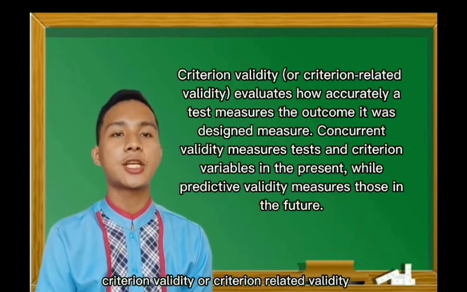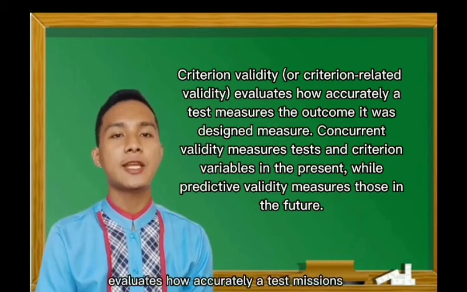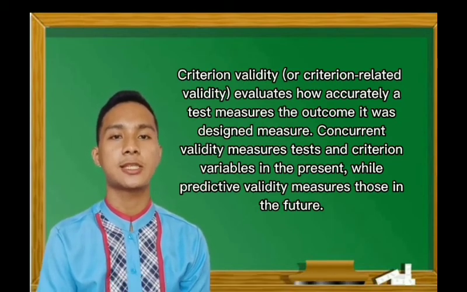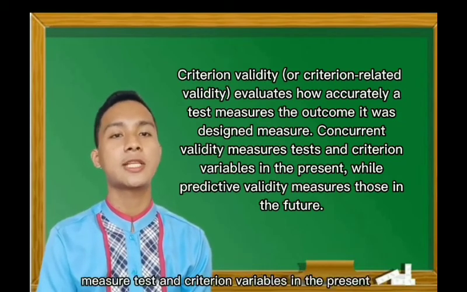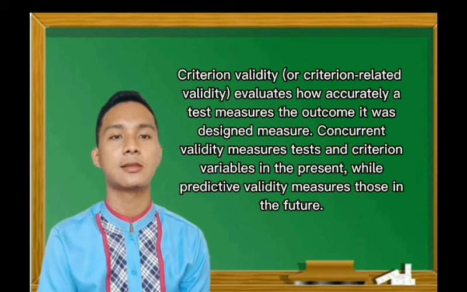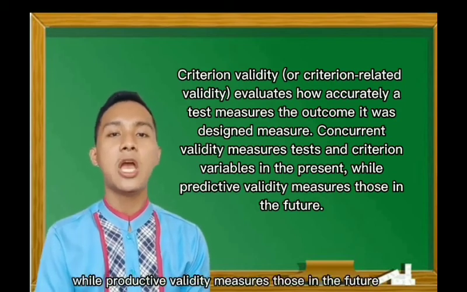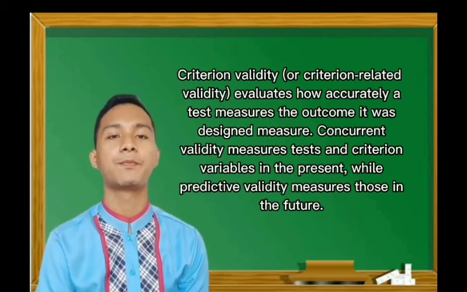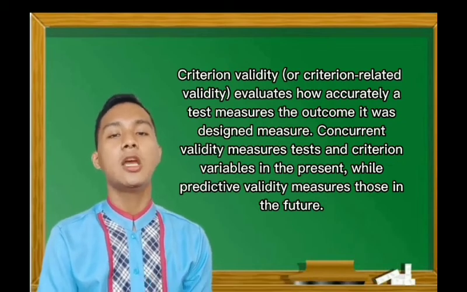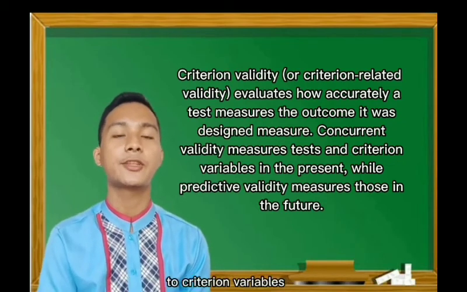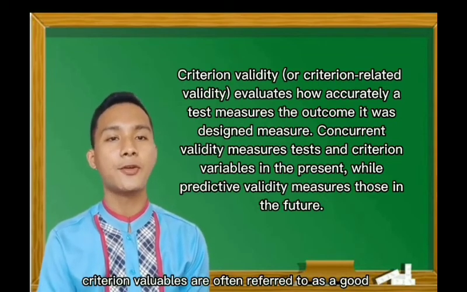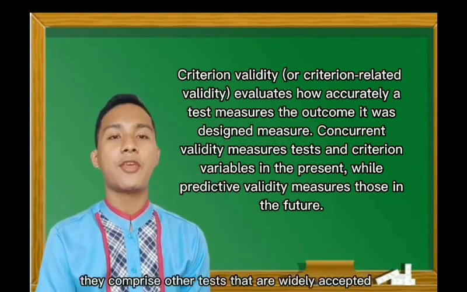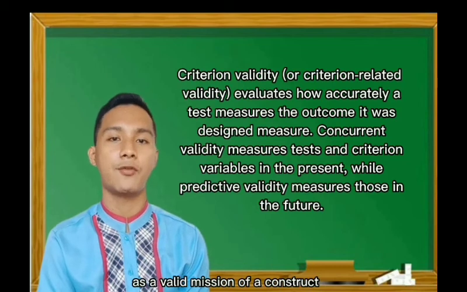Criterion validity, or criterion-related validity, evaluates how accurately a test measures the outcome it was designed to measure. Concurrent validity measures test and criterion variables in the present, while predictive validity measures those in the future. To establish criterion validity, you need to compare your test result to criterion variables. Criterion variables are often referred to as a gold standard measurement. They comprise other tests that are widely accepted as valid measures of a construct.